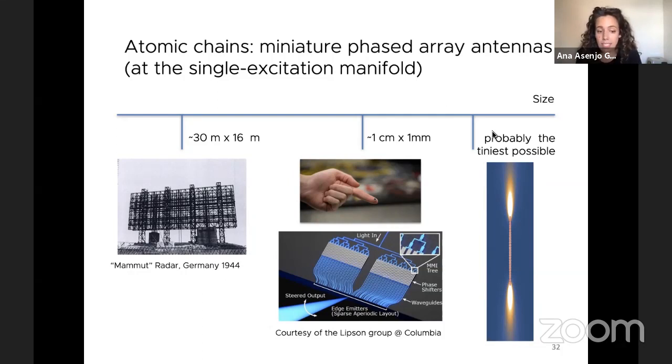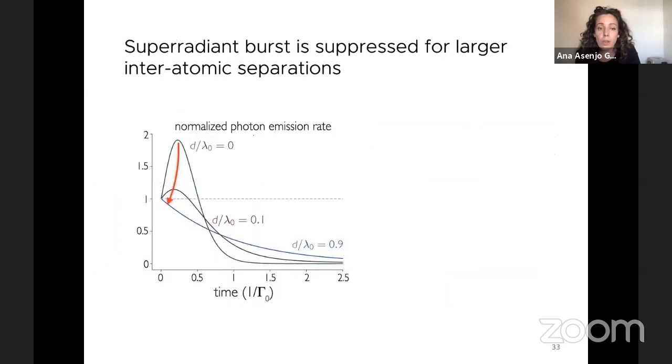But this is true for a single excitation. So what happens when you have multiple excitations? Then it is very quantum, completely different from these classical phased arrays. What happens when you have all the atoms inverted is the following. As I've mentioned, Dicke told us that the photon emission rate has to grow, and there's going to be a superradiant burst as a function of time. This is what we see here, for distance equals 0, a peak, for 8 atoms.